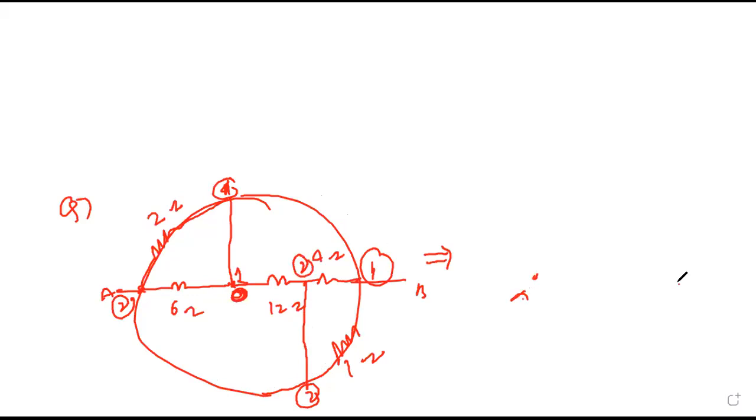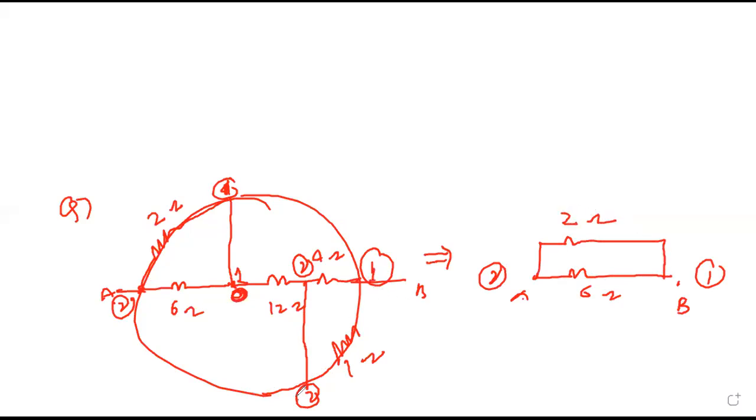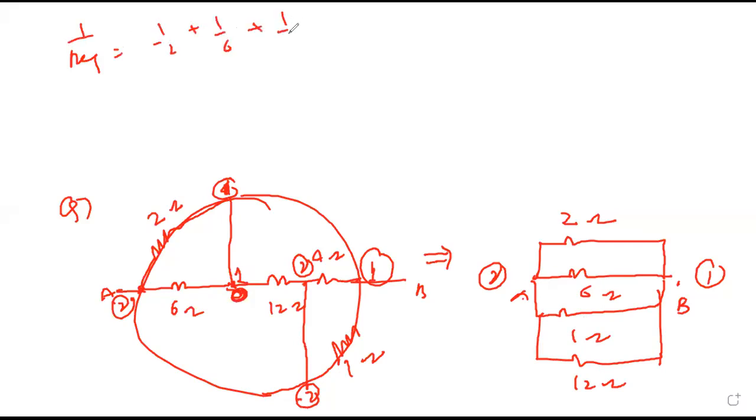So between A and B, that means between 1 and 2, I want the result. Between 1 and 2, 6 ohm is connected. Between 1 and 2, 2 ohm is connected. Between 1 and 2, 1 ohm is connected. And between 1 and 2, 12 ohm is connected. So all four are in parallel. So 1 upon R equivalent is 1 upon 2 plus 1 upon 6 plus 1 upon 1 plus 1 upon 12. The 4 ohm is left out.